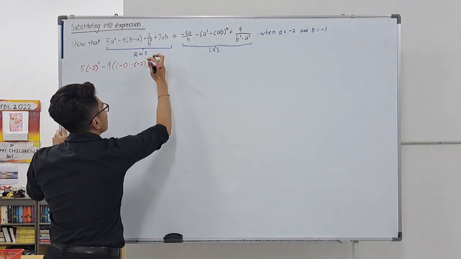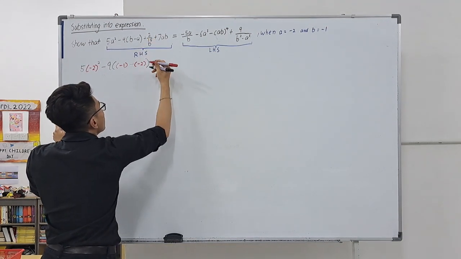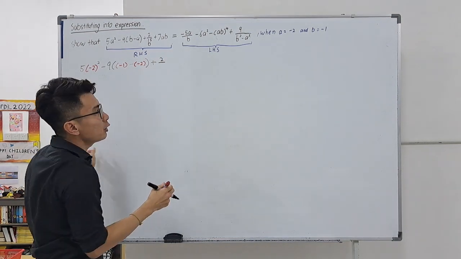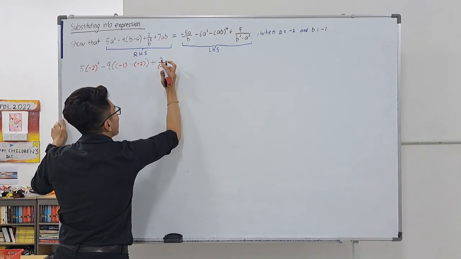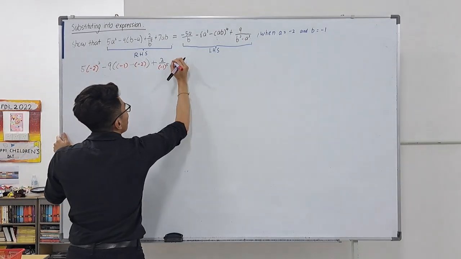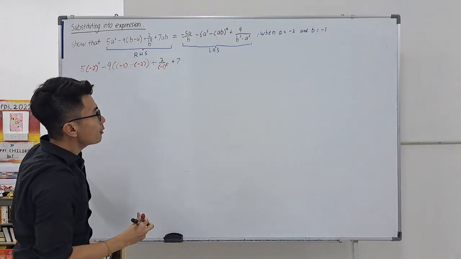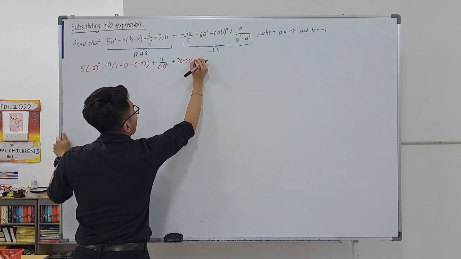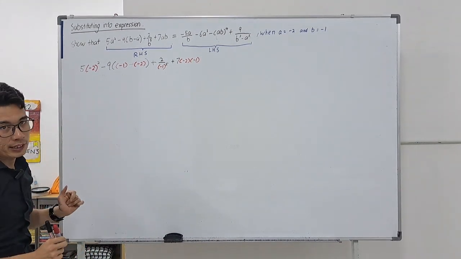Plus, that's going to be adding 2 over b to the power of 5. So b is -1, to the power of 5. Plus 7ab. That's going to be bracket -2, bracket -1. Okay? So I'm done with my right-hand side equation.